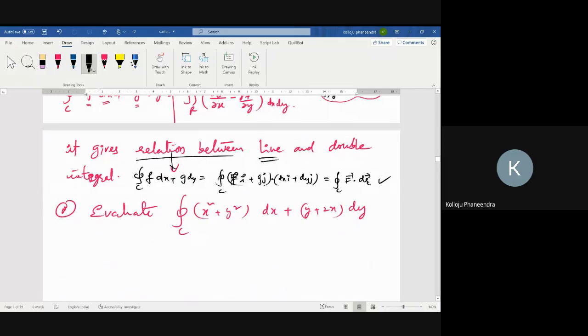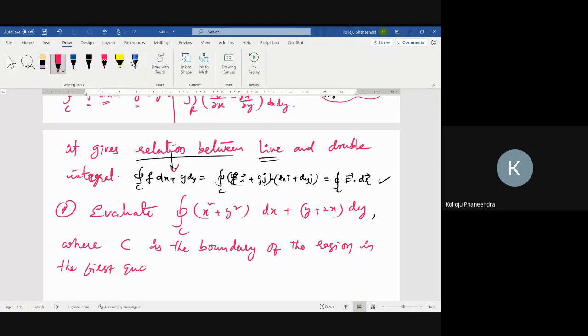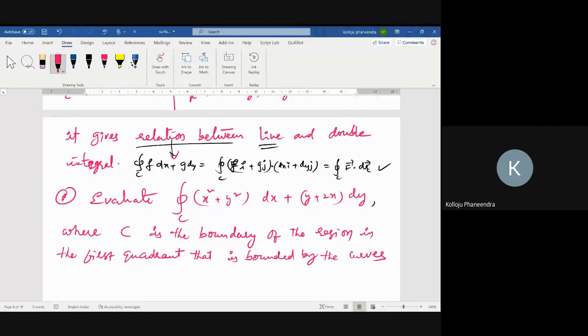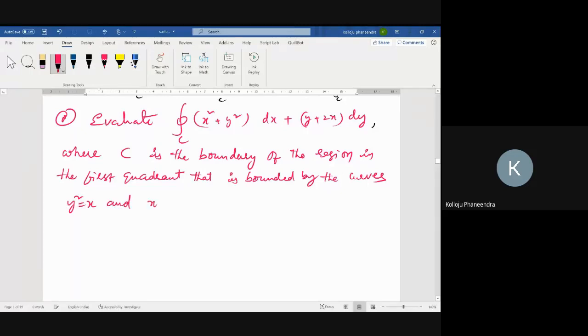Now, coming to this problem, (x square plus y square) dx plus (y plus 2x) dy, where C is the boundary of the region in the first quadrant that is bounded by the curves y square equal to x and x square equal to y.